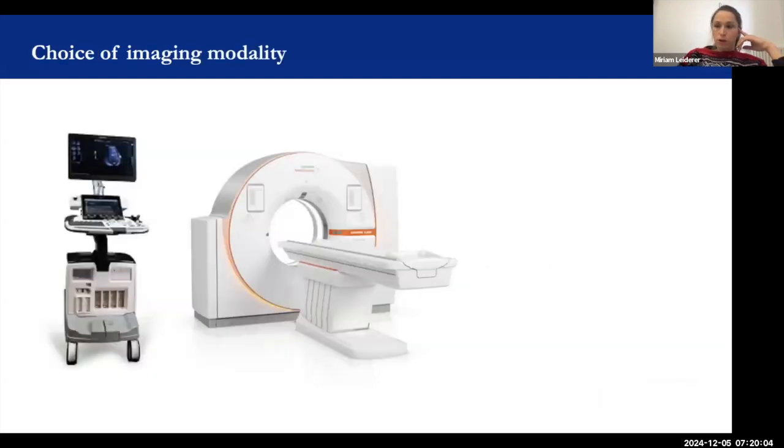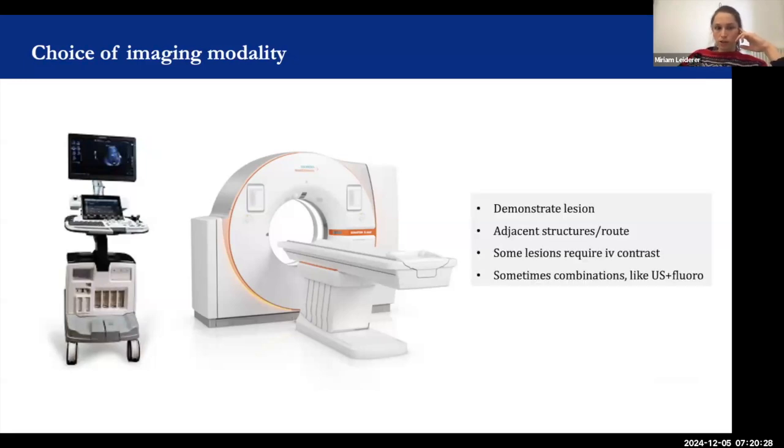Okay, so now to the more technical aspects. So you choose your imaging modality. Those are your main two imaging modalities that you are going to use for biopsies, ultrasound and CT. Sometimes you can also use fluoroscopy. Most of the time you'll use fluoroscopy in addition to ultrasound and not on its own.